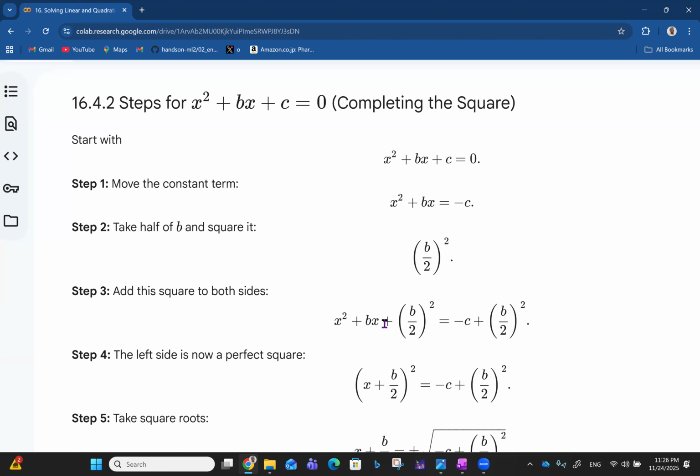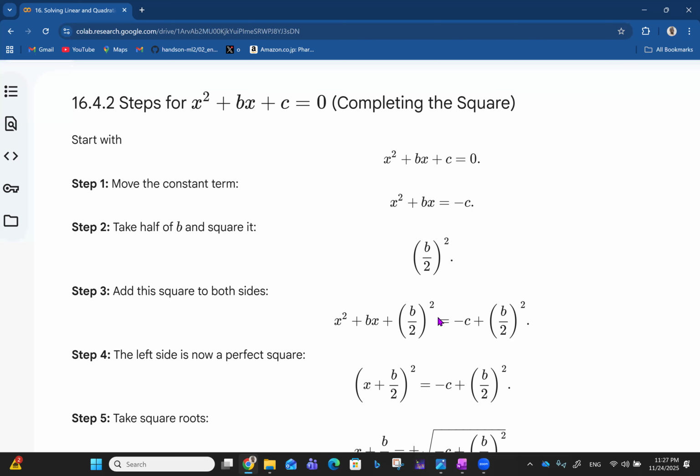So you have x squared plus bx plus b over 2 squared, and that is equal to minus c plus b over 2 squared. By adding it to both sides, you have actually balanced the equation, right? And by doing that, you have basically made the left-hand side into a perfect square, which can be written as x plus that half you got, so x plus b over 2 squared.